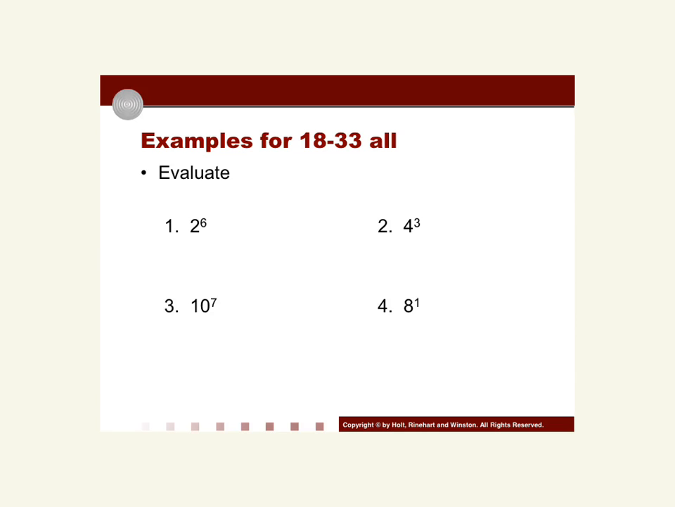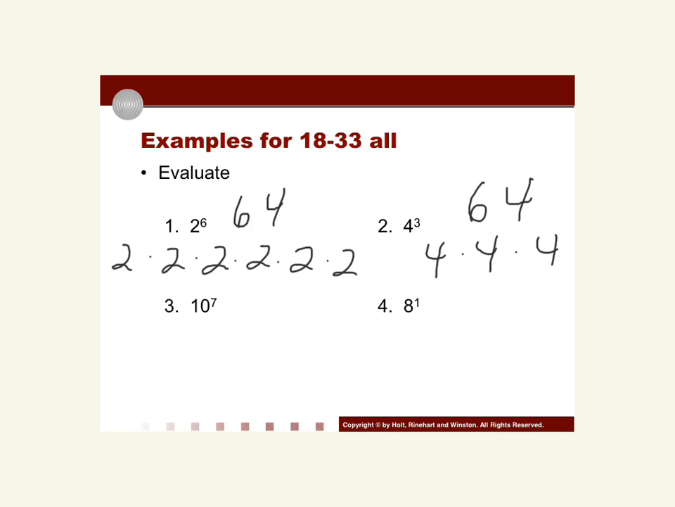Now, these are examples of just evaluating an exponent. So 2 to the 6th, again by using the definition, is 2 times 2 times 2 times 2 times 2 times 2. So this ends up being a total of 64. 4 to the third, which is 4 times 4 times 4, in this case, is also 64.